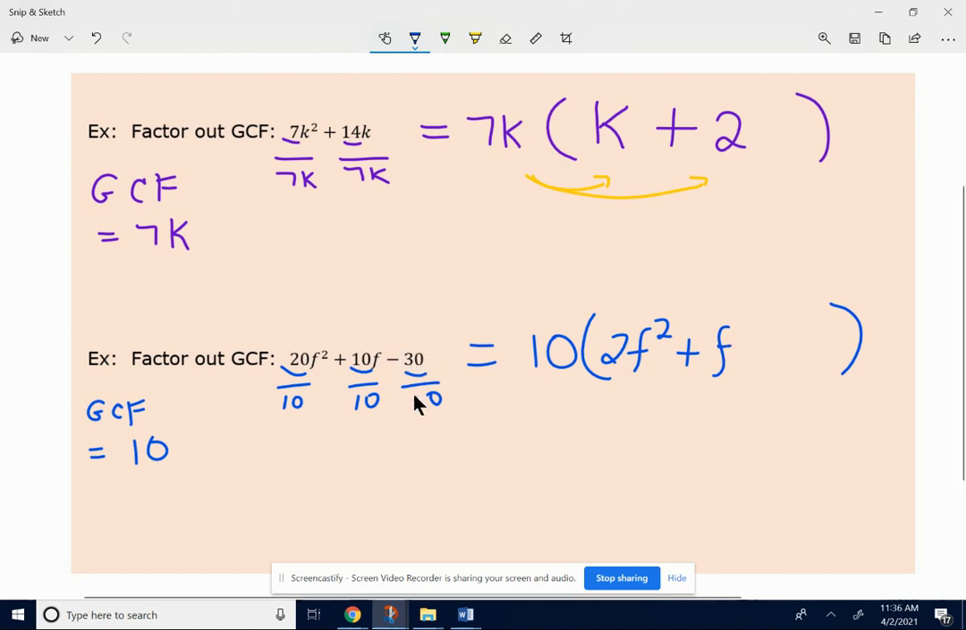Negative 30 over 10. 30 divided by 10 is 3, so minus 3. There would be the factored form. It would be 10 times (2f to the second plus f minus 3). And if you want to make sure you really are right, you could distribute this out and make sure you get back to the original problem. And you do. 10 times 2 is 20, so 20f to the second. 10 times f is 10f. 10 times negative 3 is negative 30.